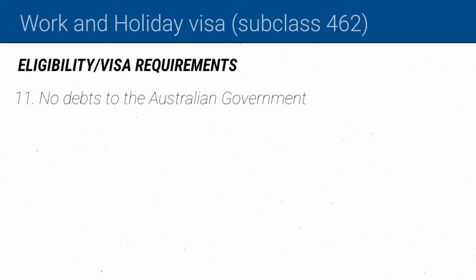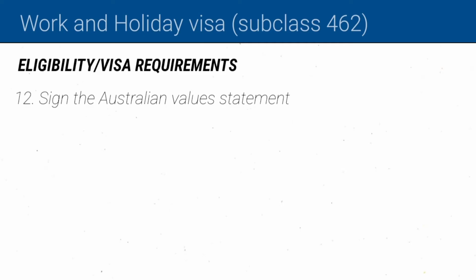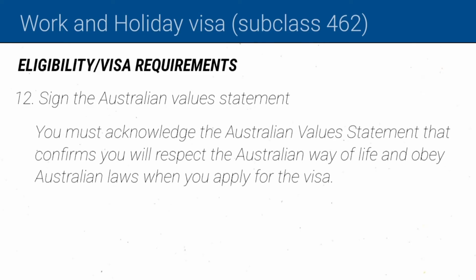Number 11, no debts to the Australian government. Pay your debts to the Australian government first if you owe money before you can apply for a visa. Number 12, you sign the Australian Values Statement. You must acknowledge the Australian Values Statement that confirms you will respect the Australian way of life and obey Australian laws when you apply for the visa.